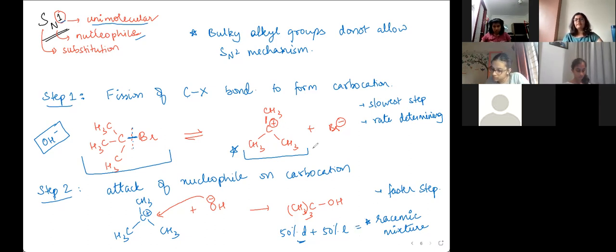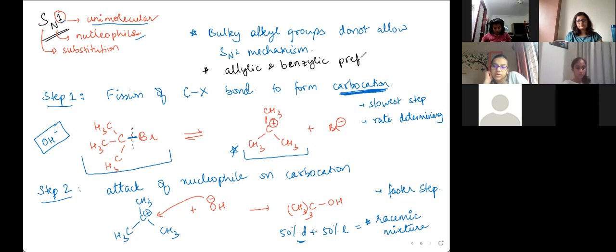And another fun fact: because a carbocation forms in this mechanism, apart from tertiary, whichever species is capable of forming a stable carbocation will undergo SN1. Bulky alkyl groups don't allow for SN2. Also, allylic and benzylic halides will undergo the SN1 mechanism.